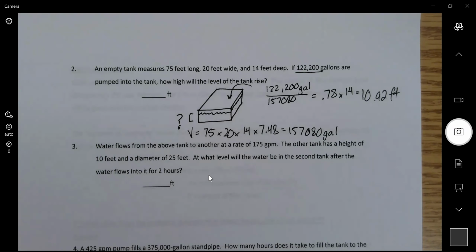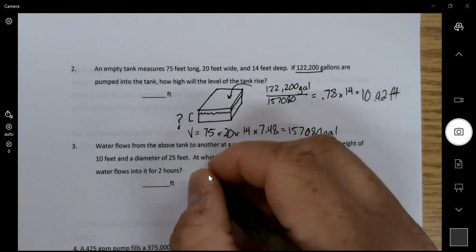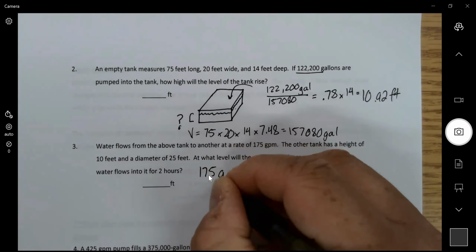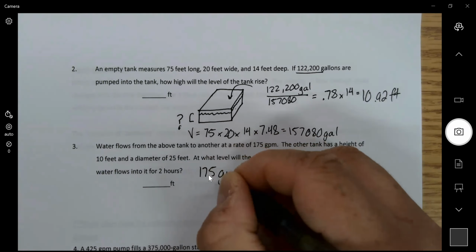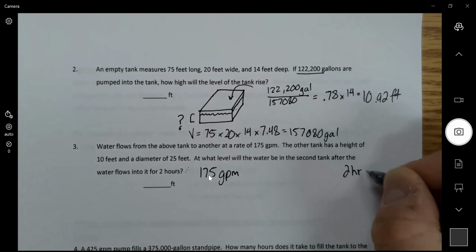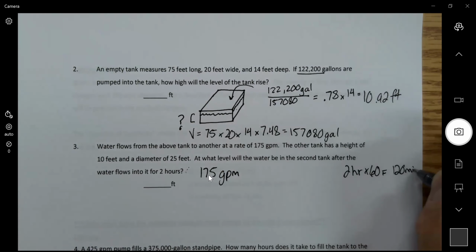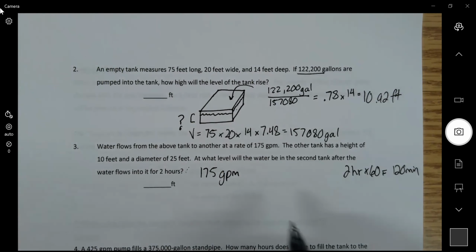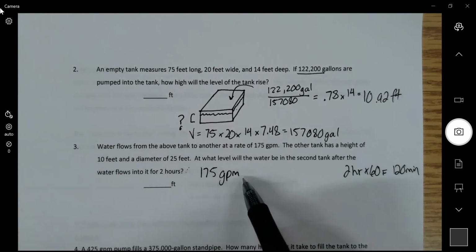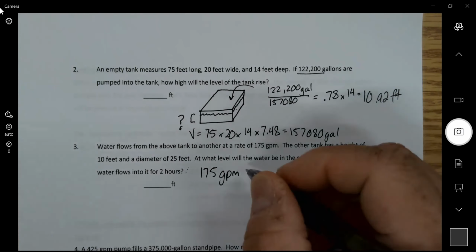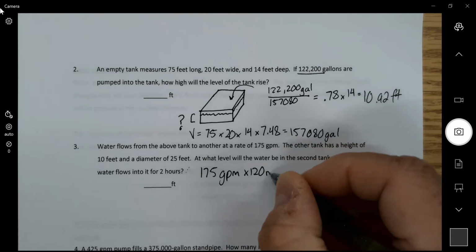So I want to show you a trick. If you know the pumping rate, which is 175 gallons per minute, anytime you see a pumping rate and a certain amount of time, I recommend converting the hours to minutes. So it went for 120 minutes. And the reason for that is that you're at 175 gallons per minute. That means each minute there's 175 gallons going into this tank, right? So it does this for 120 minutes.